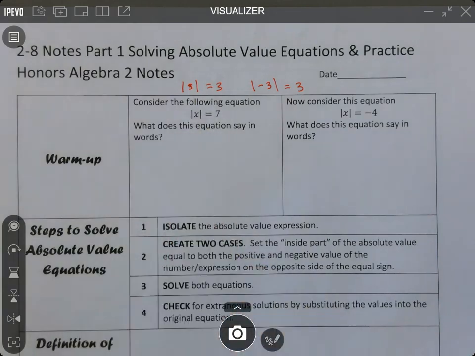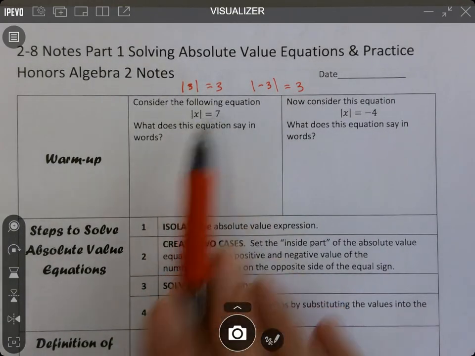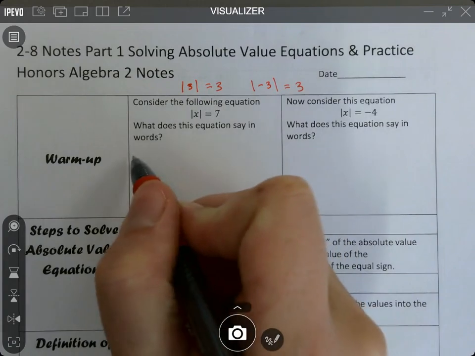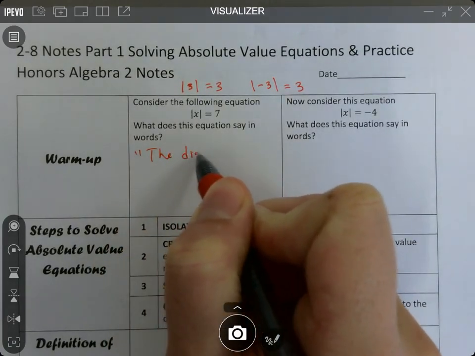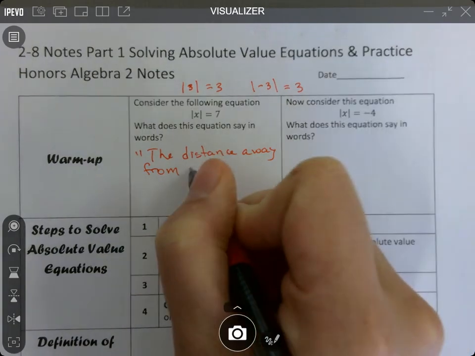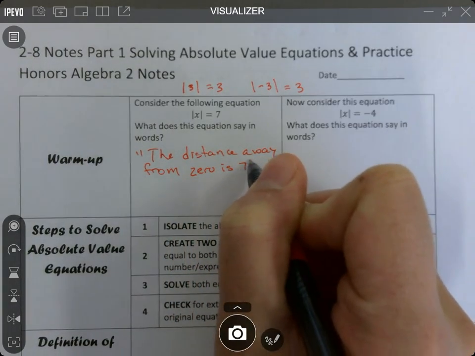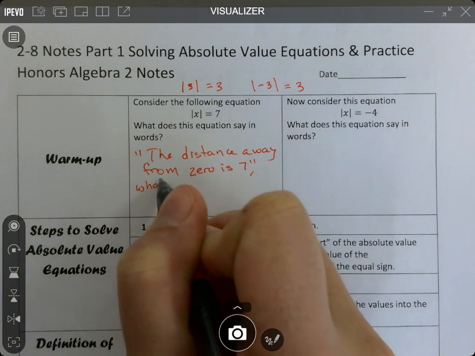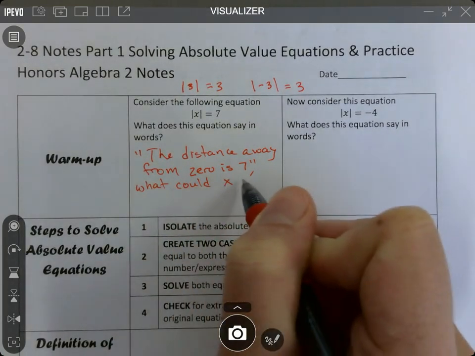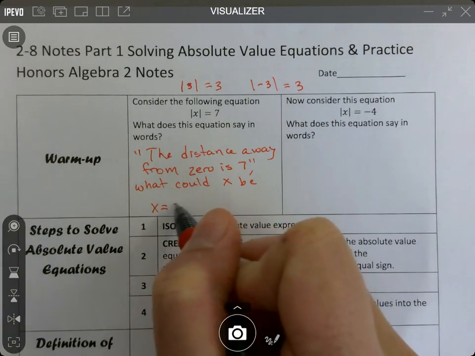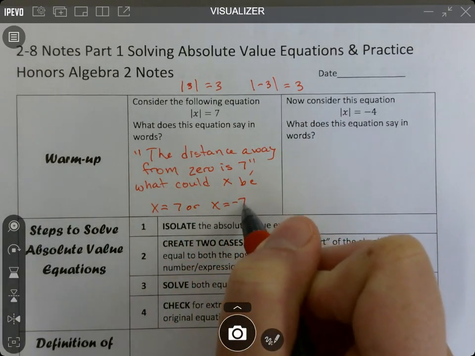Now, reverse it. Consider the absolute value of x is 7. What does it say in words? Well, a lot of you would say, well, it says the absolute value of x is 7. What it's really saying is the distance away from 0 is 7. So what are the options for x? The distance away from 0 is 7. What could x be? All right, well, what's 7 units away from 0? -7 or +7. So x could be 7 or x could be -7.